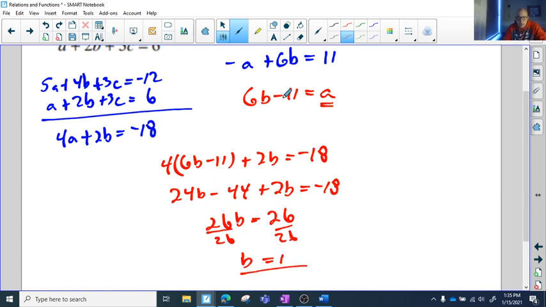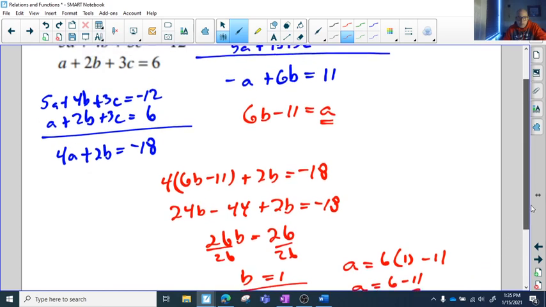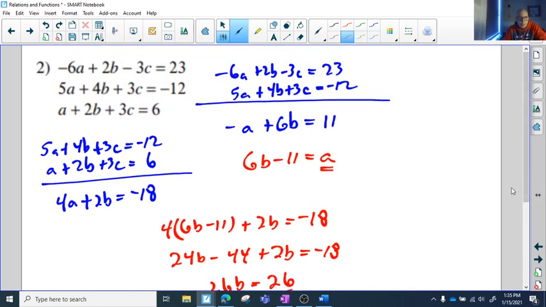The next easiest undefined would probably be this one, because if I know b, I should be able to quickly find a. So let's switch now to a equals. So a is 6 times the b value, which is 1. Take away 11. So a is going to be 6 minus 11. A is negative 5. Now that I've got a and b, find the easiest equation you can. This looks like the easiest one, I would say.